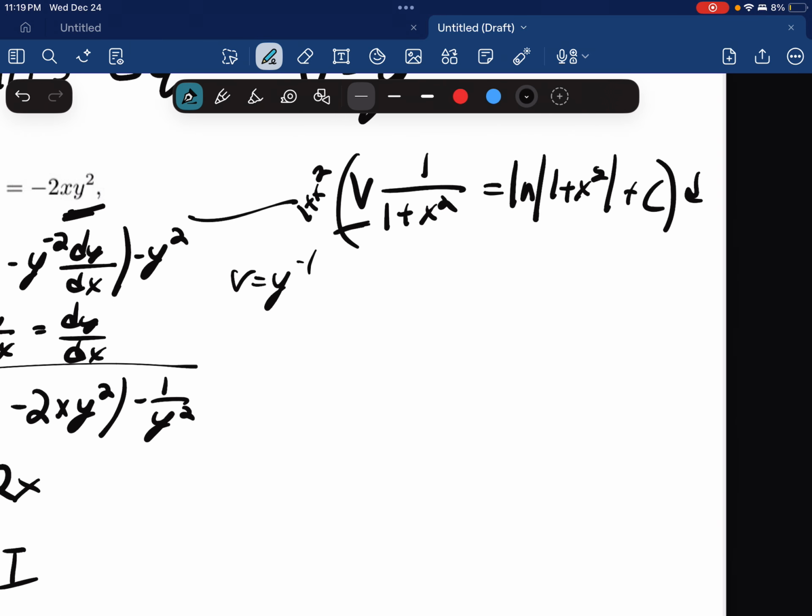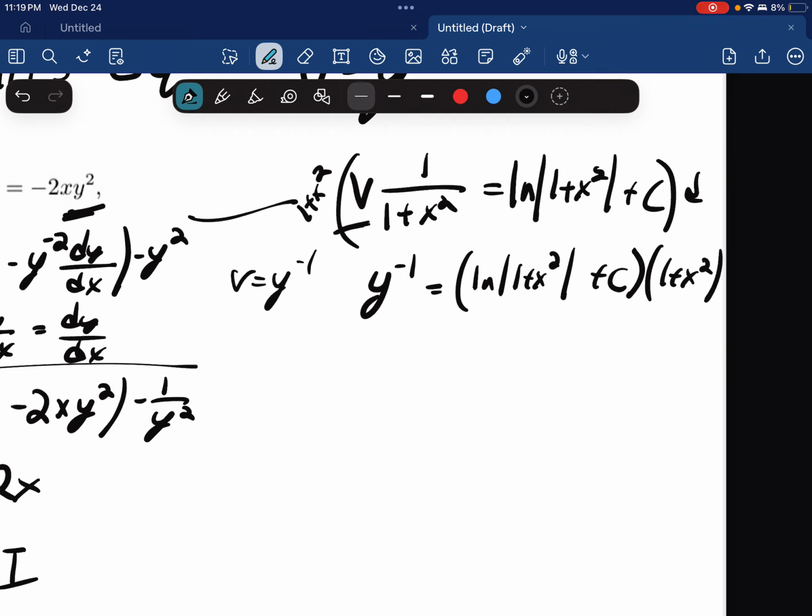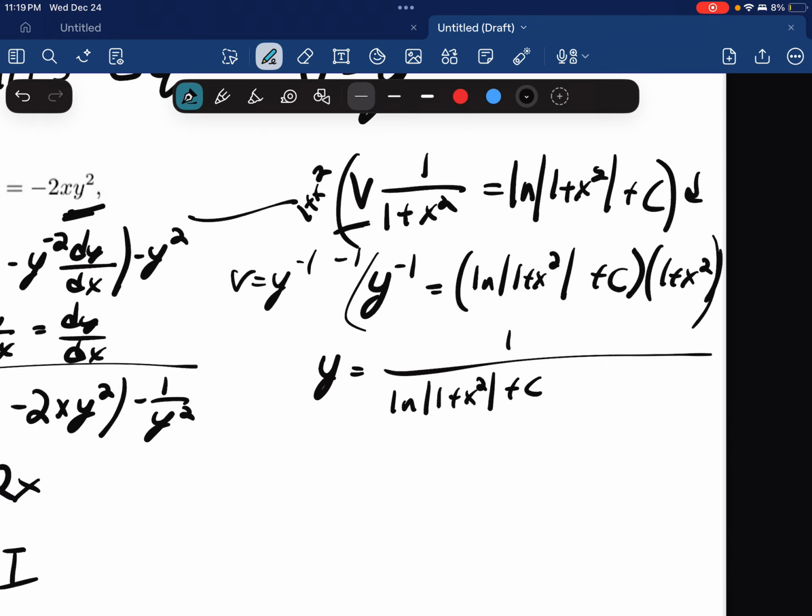When we multiply 1 plus x squared through, we get v, but we're going to rewrite v as y to the negative 1. So we get y to the negative 1 equals natural log of 1 plus x squared plus c times 1 plus x squared. Let's just get rid of this y to the negative 1, so we can raise everything to the negative 1, and then we would get y is equal to 1 over natural log of 1 plus x squared plus c times 1 plus x squared.